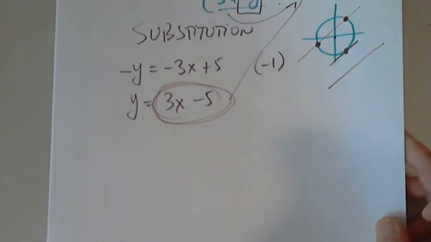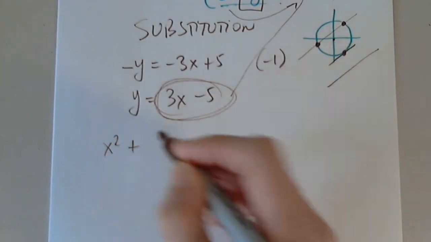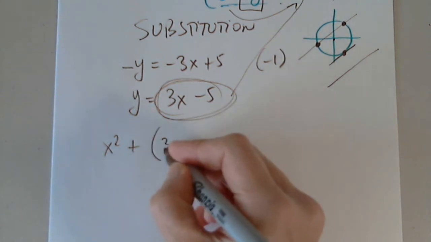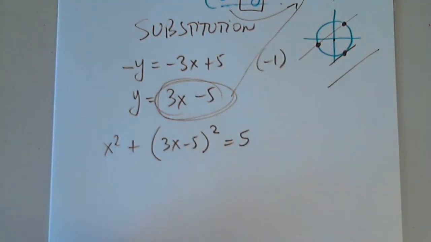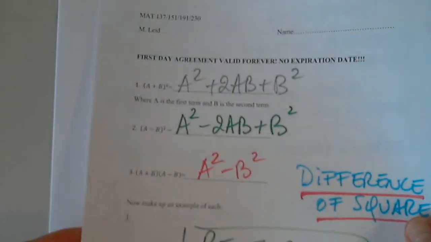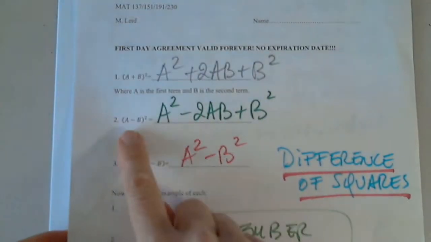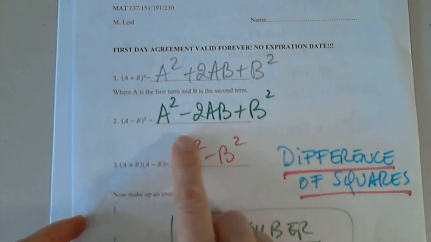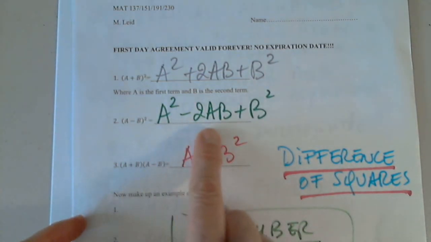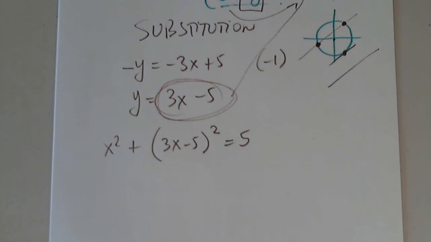So I copy x squared plus, in parentheses, I write 3x minus 5 squared, and that equals 5. And as you know, I'm kindly asking you to remember this always. I have to square the binomial. If I only write two terms, I mess up the problem. When I square a binomial, I have to have 3 terms.